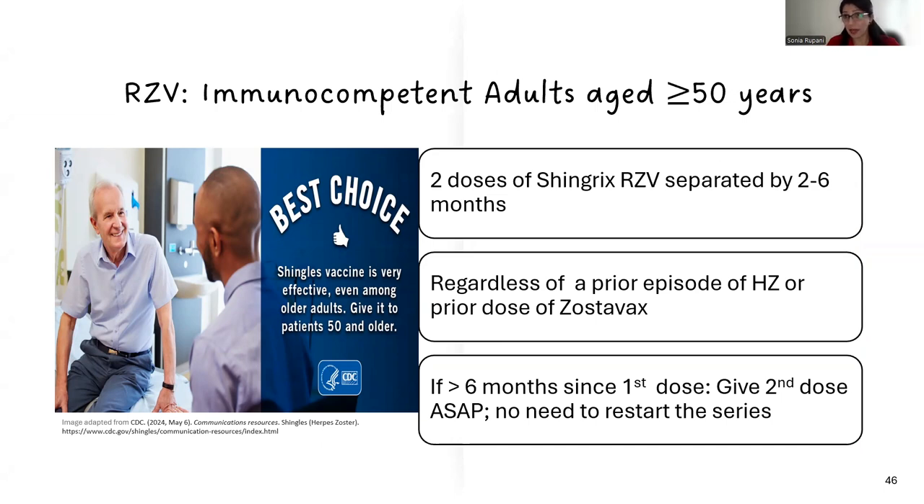So the recommendation is 2 doses of Shingrix in patients who are 50 years and older, and the 2 doses are separated by 2 to 6 months. And this vaccine is advised regardless of prior zoster vaccine or prior episodes of herpes zoster. If it's been more than 6 months and the patient had not got the second dose, we do not restart the series. We just give the second dose as soon as possible.